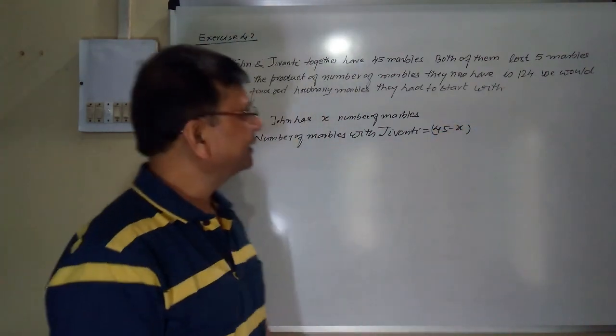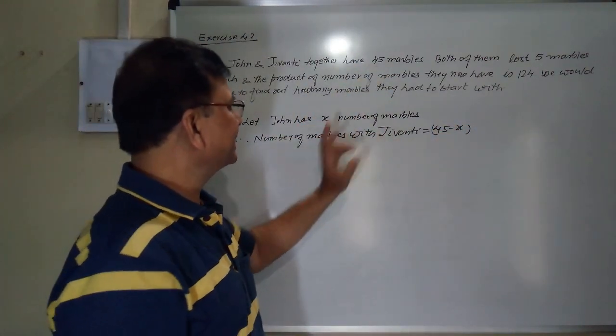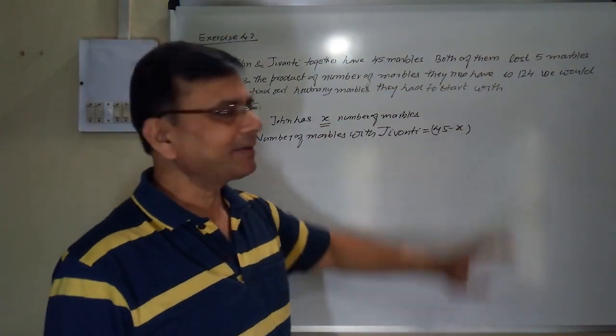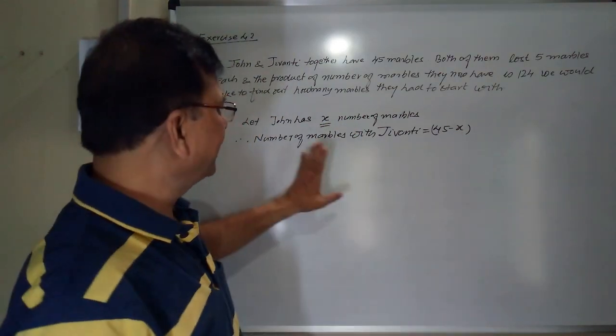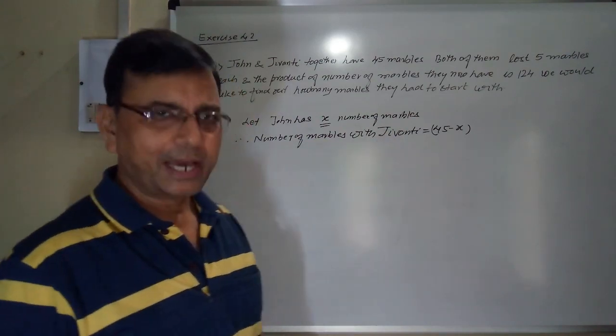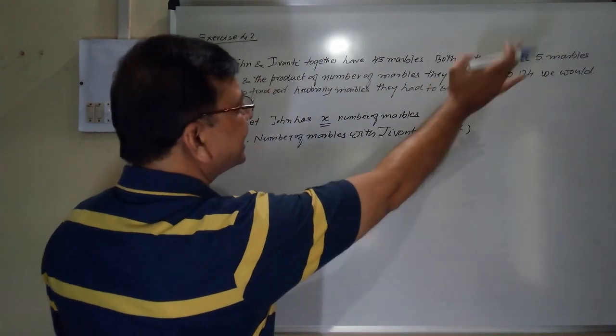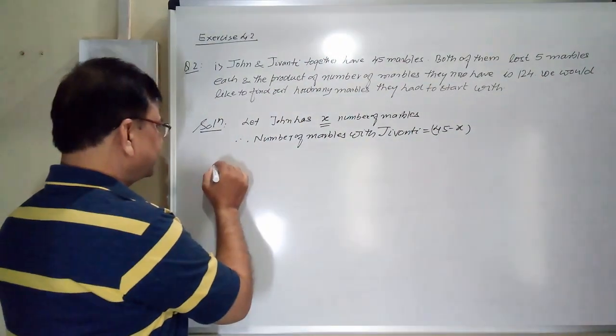Very simple. Sum was 45. X marbles are there with John. So the remaining marbles are 45 minus X. This is the number of marbles which Jivanti has. So what is given? They lost 5 marbles.